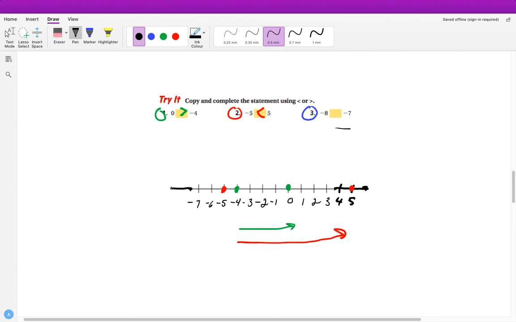This one, maybe you're not sure because they're both negative. Let me extend this number line a little bit, and let me write my -8. All right, and then from here, I'll plot my points. I have -8 and I have -7. Well, -7 is to the right of -8, so that means it has to be greater than.